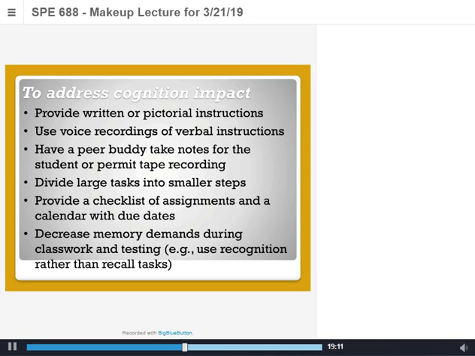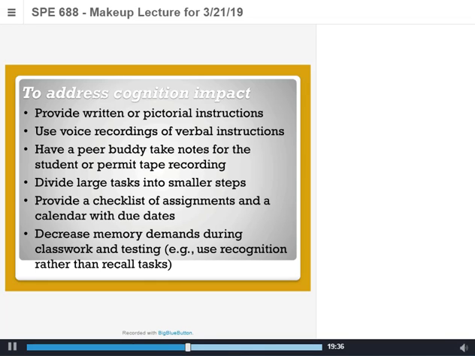Dividing large tasks into smaller tasks, so that if they're doing multi-step activities or multi-step assignments, they don't get partway through and then lose track of where they are and what they were supposed to do. If we have things divided into smaller chunks, that can be helpful. Providing a checklist of assignments or a calendar with due dates is also very, very helpful.